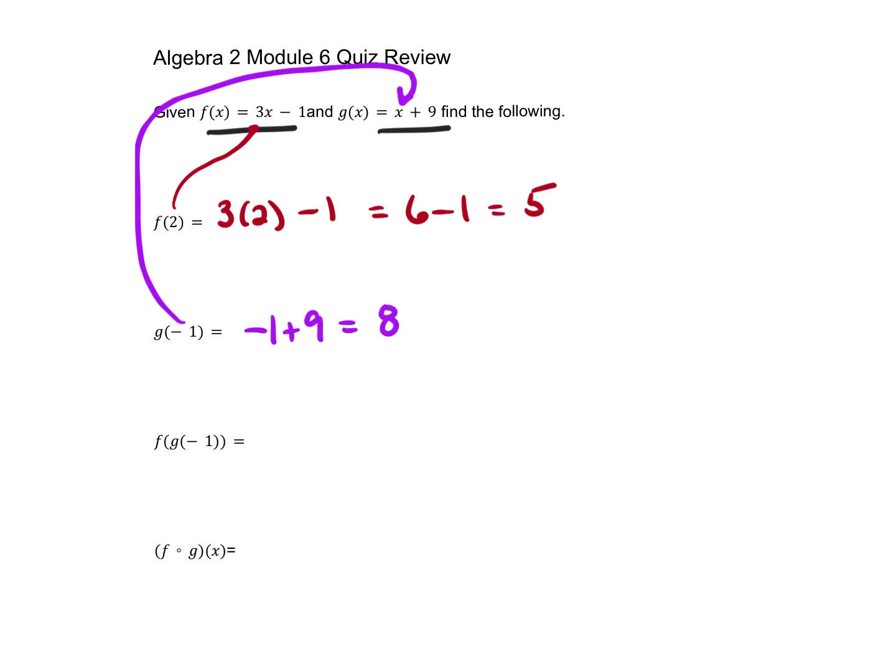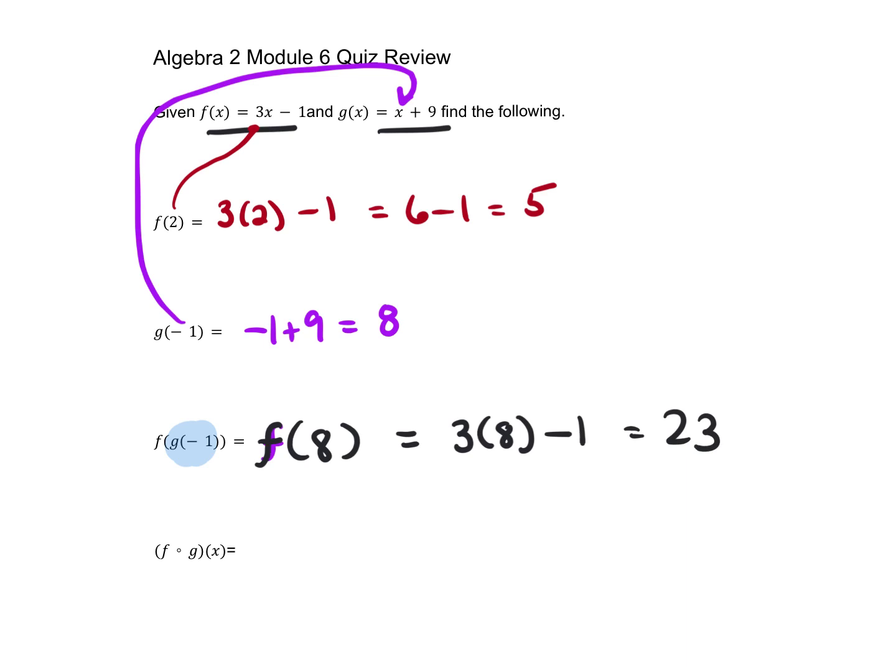Now the next one's a little tricky. It says f of g of negative 1. Well, we know what g of negative 1 is because we just did this in the previous problem. So g of negative 1 is 8, so f of 8, now we'll plug that 8 into the f function. So 3 times 8 minus 1, which is going to be 24 minus 1, which is 23.